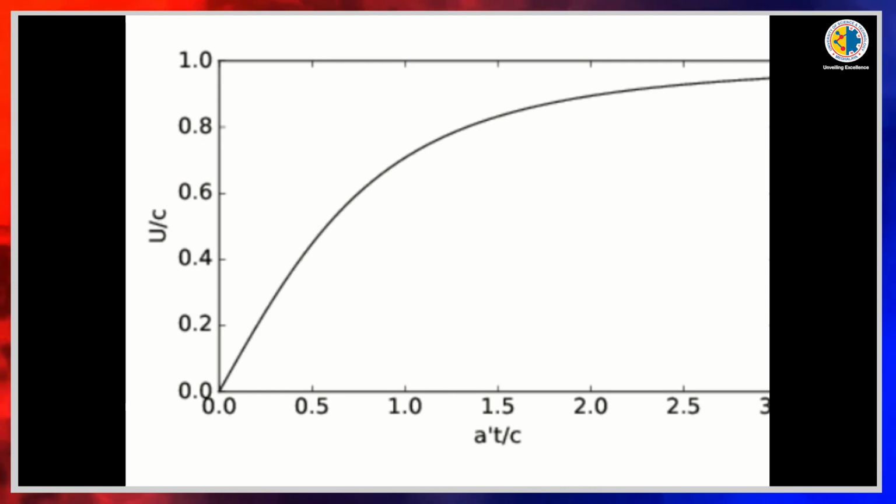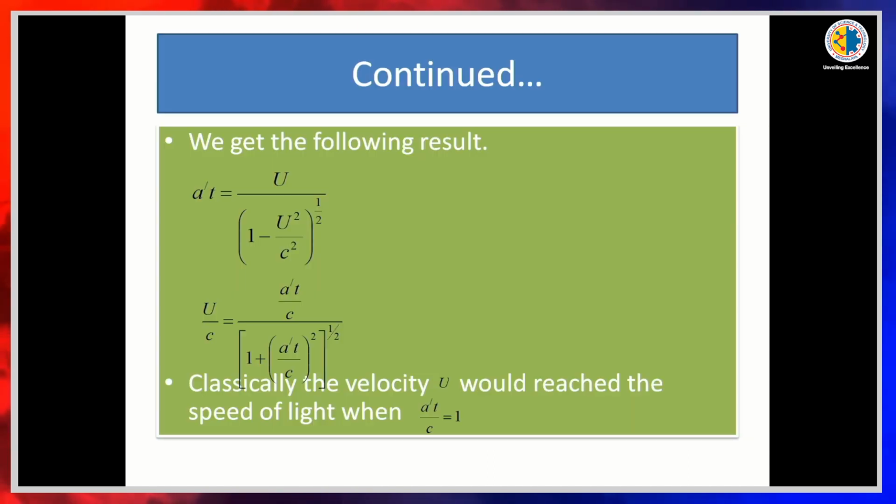So, in between we take a diagram and we get the following result. After calculation we get this result: a dash t is equal to u divided by (1 minus u square by c square) to the power half, and u by c is equal to (a dash t by c) divided by (1 plus (a dash t by c) whole square) to the power half. Classically the velocity u would reach the speed of light when the term a dash t by c is equal to 1.